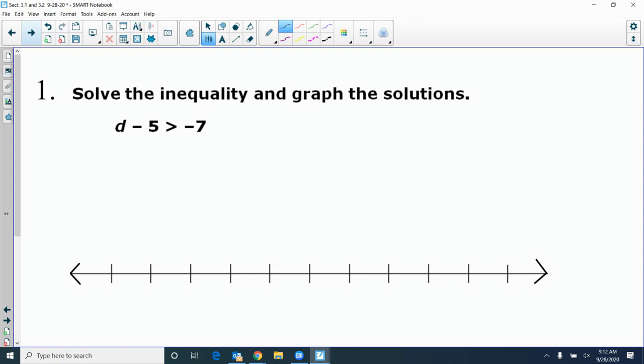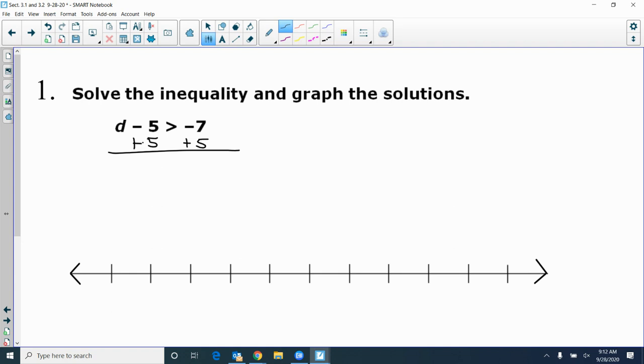All right, that first one. This one's on your sheet, right? I can see all my answers. D minus 5 is greater than negative 7. Get the D by itself. Josh Cofield, what do I do for this one? Preston, show your work. Add 5 to both sides, okay?